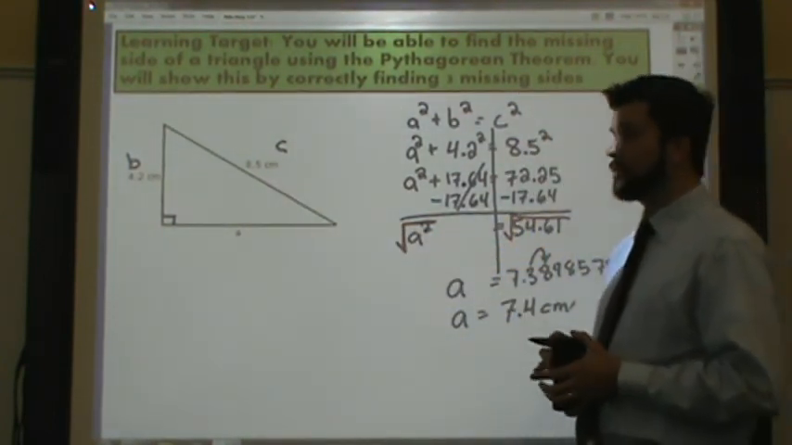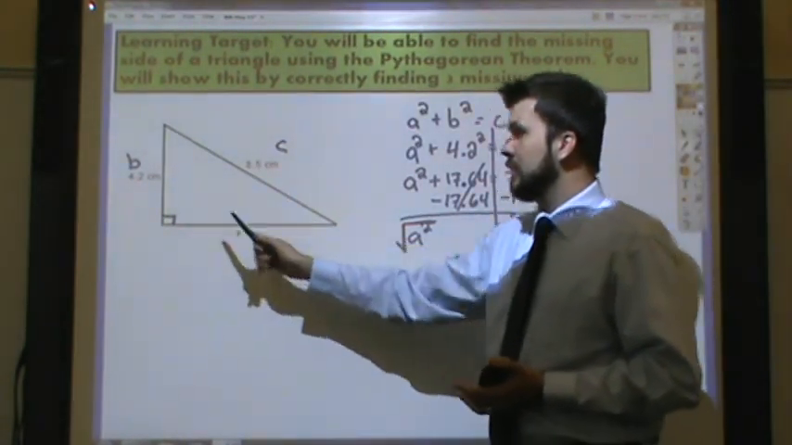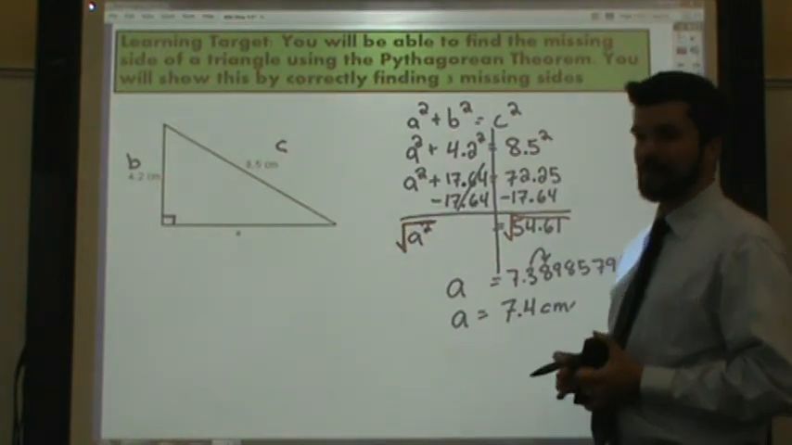Lastly, I just want to check to make sure it's reasonable. So if my hypotenuse is an 8.5, then 4.2 and 7.4 are both less than that.